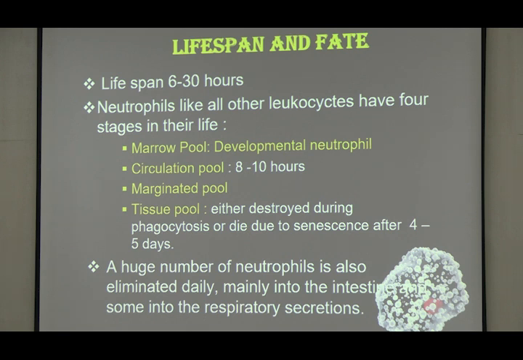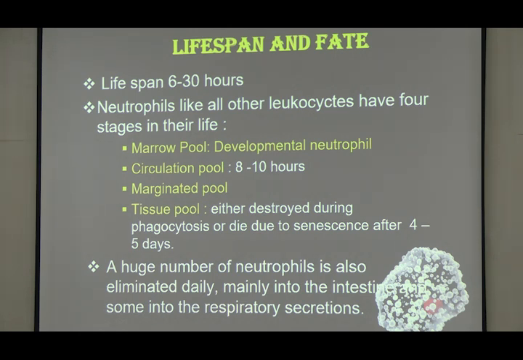Now the neutrophils have 4 different pools. During their generation, in bone marrow, they will be there. If you study the bone marrow, you will find neutrophils are there. So this is the marrow pool, and they remain in developmental stage. Different stages of development we have seen. We will get this in the marrow. That's why we call these neutrophils the developmental pool.